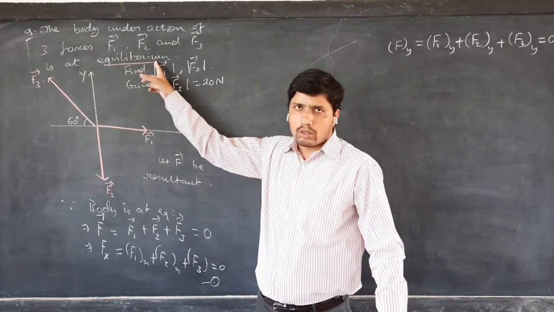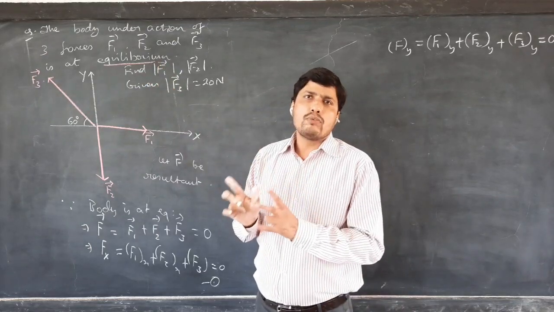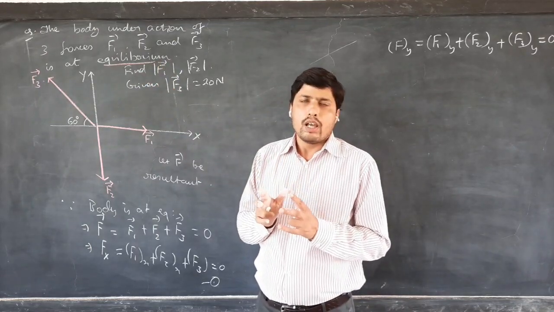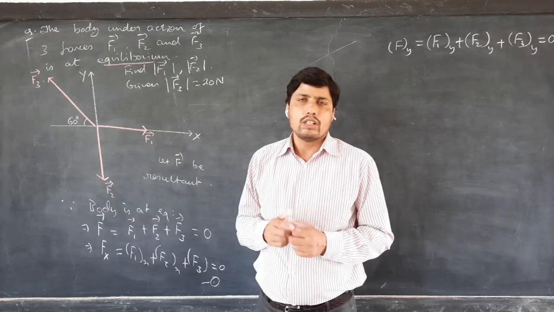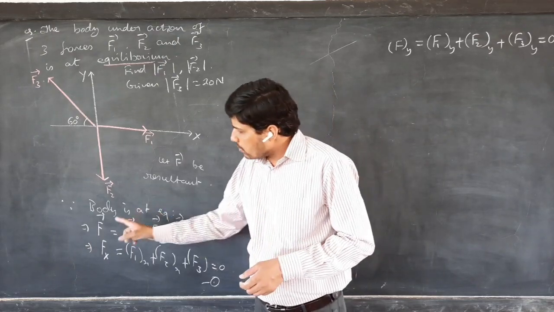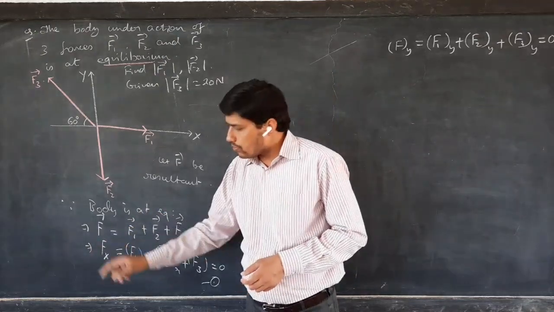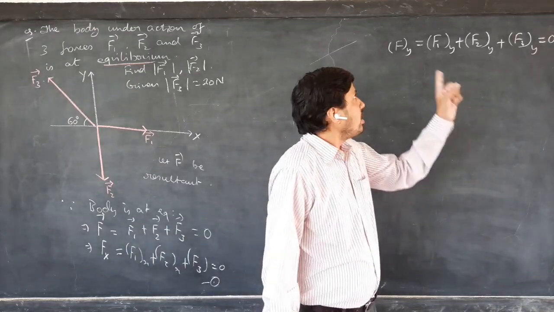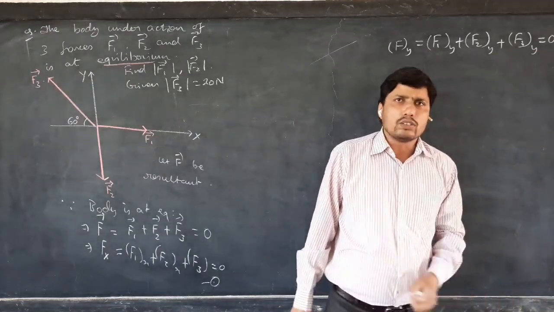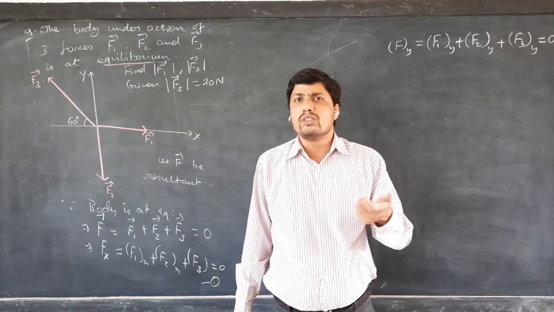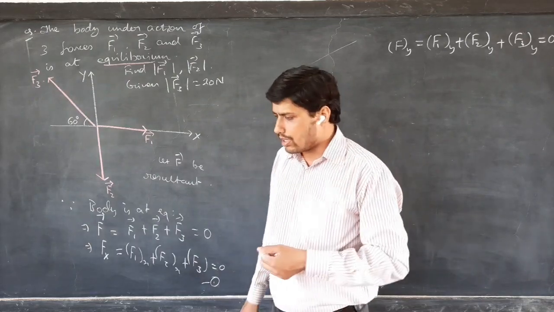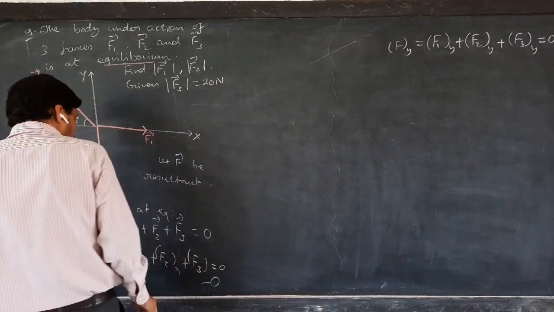So let me repeat the concept. Since the object is at equilibrium, the sum total of all the forces must be a zero force, zero vector. That will be possible only if the x component of the resultant force is 0 and the y component of the resultant force is 0. So we have 0 i cap plus 0 j cap. That is the resultant. Now rest I think you can understand.